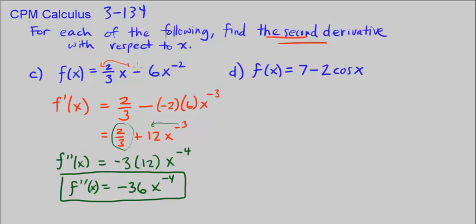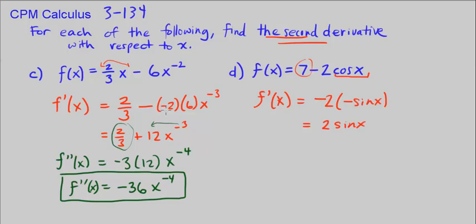All right. Part D. Part D, again, we find the first derivative, okay? The derivative of 7 is just a constant. We know that is 0, so we don't have to write 0. -2 cosine x. Well, the derivative of cosine x is going to be negative sine x. So this is going to be -2 times negative sine x. Simplifying that is just going to be positive 2 sine x, because the negatives cancel.